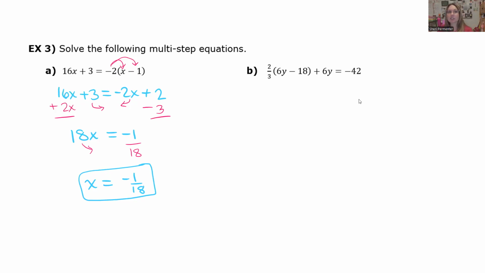All right, my next question. This one doesn't look fun. No fractions in your answers. You do have a question like this where you're multiplying by a fraction. We still need to distribute. Y'all know that when you have parentheses, you can distribute. We distribute into both terms. But why does it feel weird to multiply by 2/3?